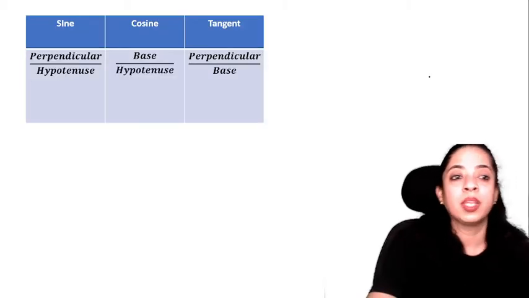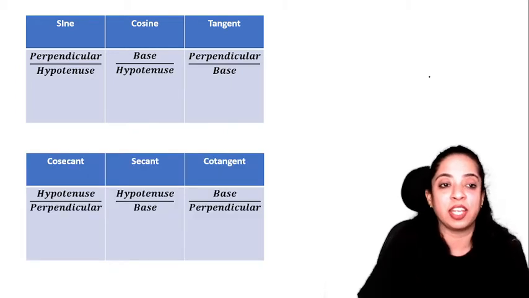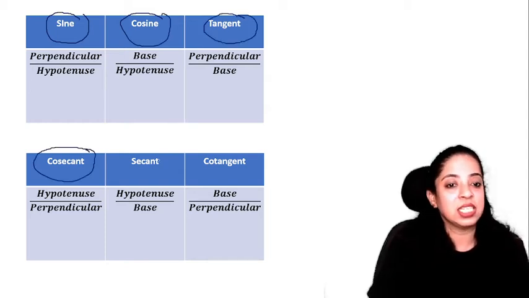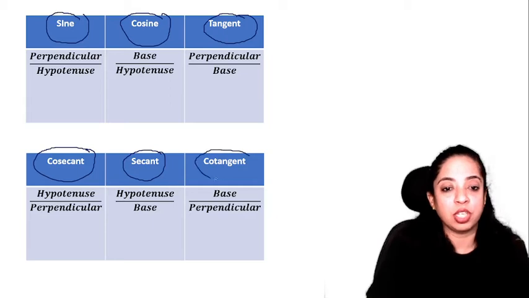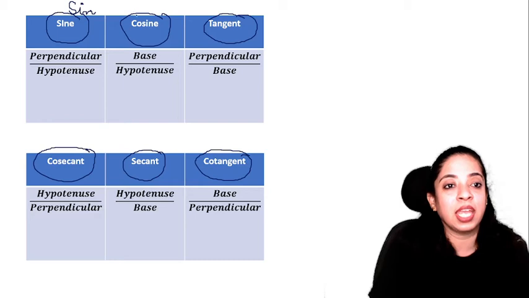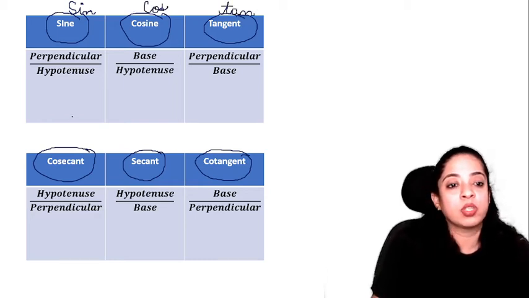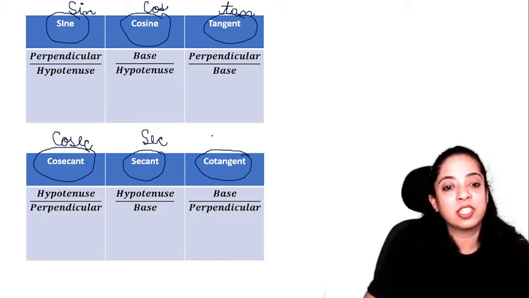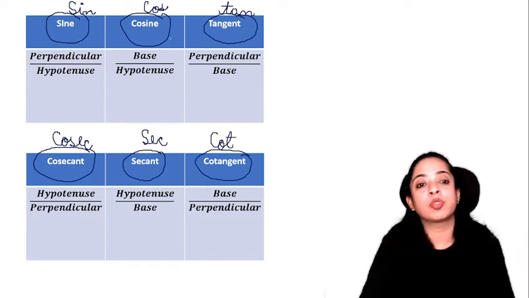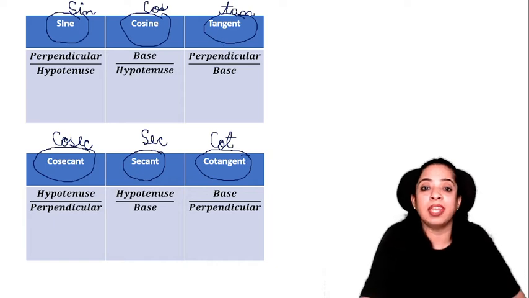So let's see. So we have these 6 ratios. They are sine, cosine, tangent, cosecant, secant and cotangent. But we call it in short. So in short, this is known as sine, this is known as cos, this is known as tan. Sine, cos, tan. This is cosec, this is sec, and this is cot. Right? So sine is perpendicular by hypotenuse, cosine is base upon hypotenuse, tan is perpendicular by base.